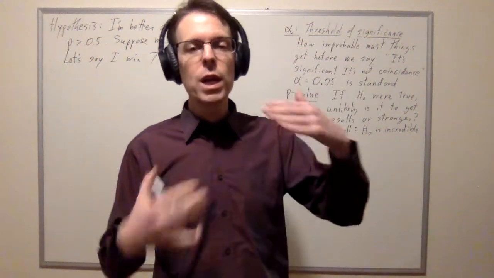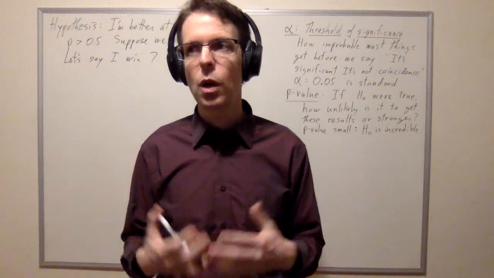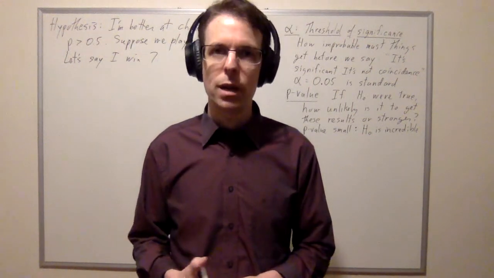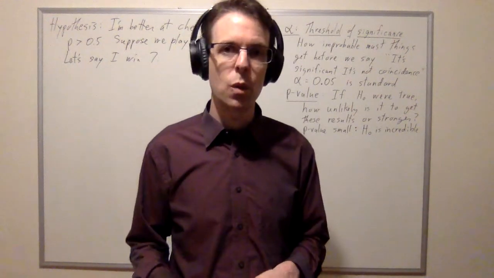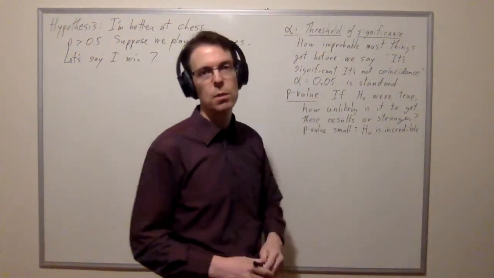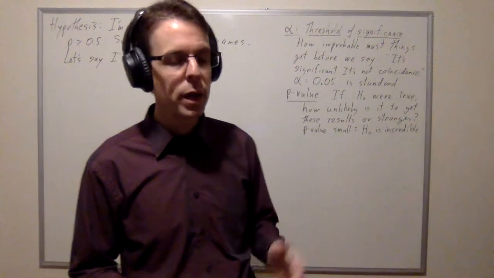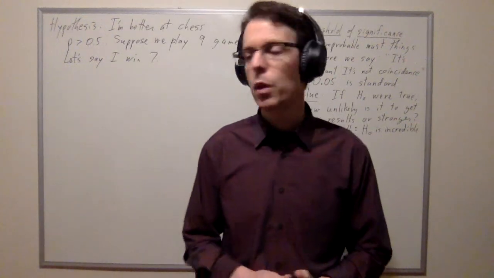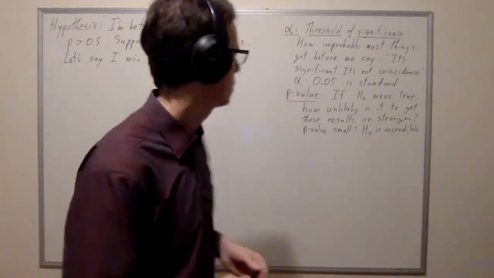So agreeing up front on the threshold of significance will help us not have a whole lot of debate at the end. And that's the responsible scientific way to do it. So let's agree up front that alpha for this experiment is going to be 0.05. And whenever we get our p-value, we're going to compare it to that. Okay, this is a pretty standard choice, right?